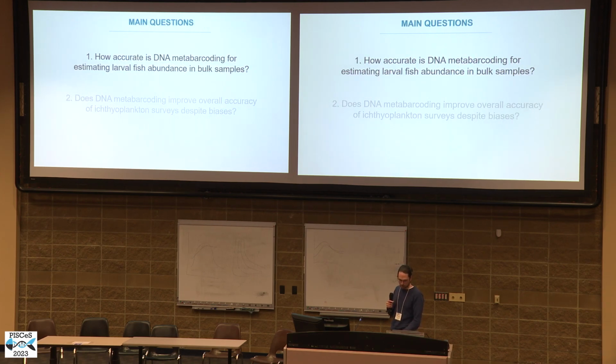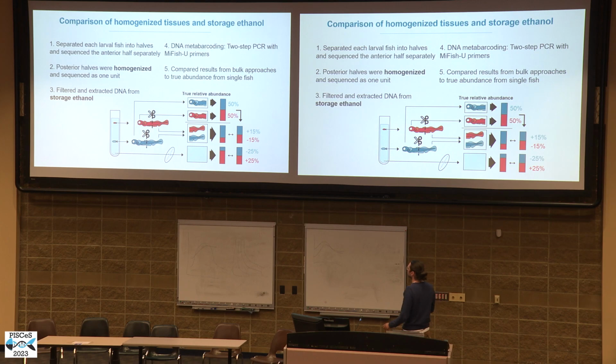So the first question I wanted to talk about is how accurate DNA metabarcoding is. To test this, I took this approach. The results that I showed you on the previous page were done by taking one half of the fish and processing that separately to get the true numerical abundance of each species in that sample. Those are all sequenced separately, and you would get the abundance estimates from that. Then I took the other half of the fish, homogenized that together, and took a bulk sample of that DNA homogenate, and used a two-step PCR approach with the MiFish-U primers to get DNA metabarcoding results.